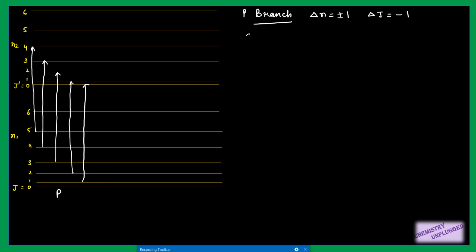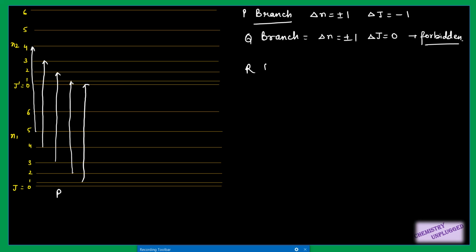Then we can have Q branch. In Q branch, there is a change in n value of plus minus 1 and the change in J value is 0. Means this is forbidden. So most of the time we will get no spectrum in this Q branch.